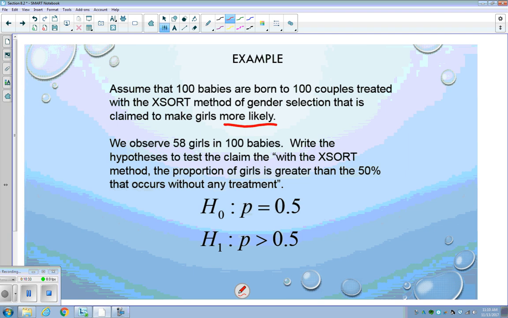So without treatment, there's my null hypothesis, and it has the equal to. The proportion of girls to boys should be 50%. That's my null hypothesis. My alternative hypothesis is written here, and it's written as greater than, because of the wording here, it says more likely. That's how I know what my symbol is going to be for the alternative hypothesis. Again, it could be greater than, less than, or not equal to. Okay?